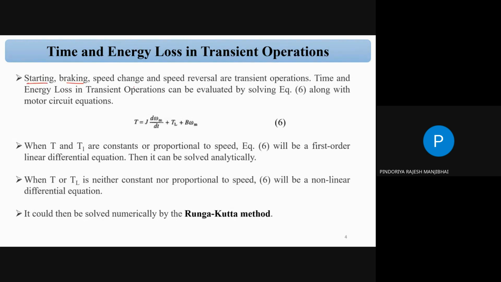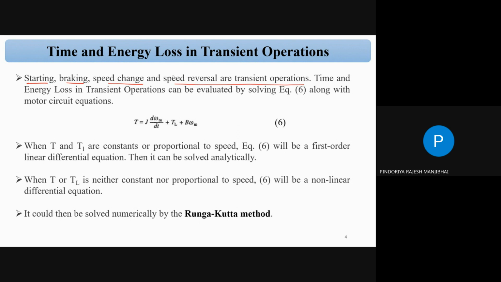Starting, braking, speed change and speed reversal are transient operations. How can we say it is a transient operation? Transient operation means the starting time, because at starting it will give a jerk. Because of the moment of inertia, because of the controller nature, many parameters are there for the jerking.